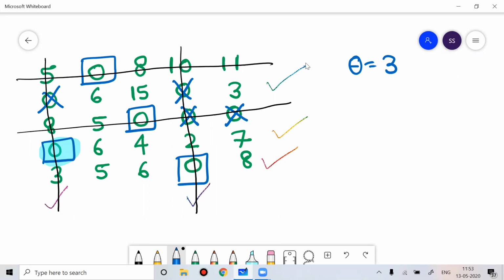Now you subtract theta from all the elements over which no line has gone. Do not touch those elements which have one line gone over them, and add theta to those elements which have two lines going over them.